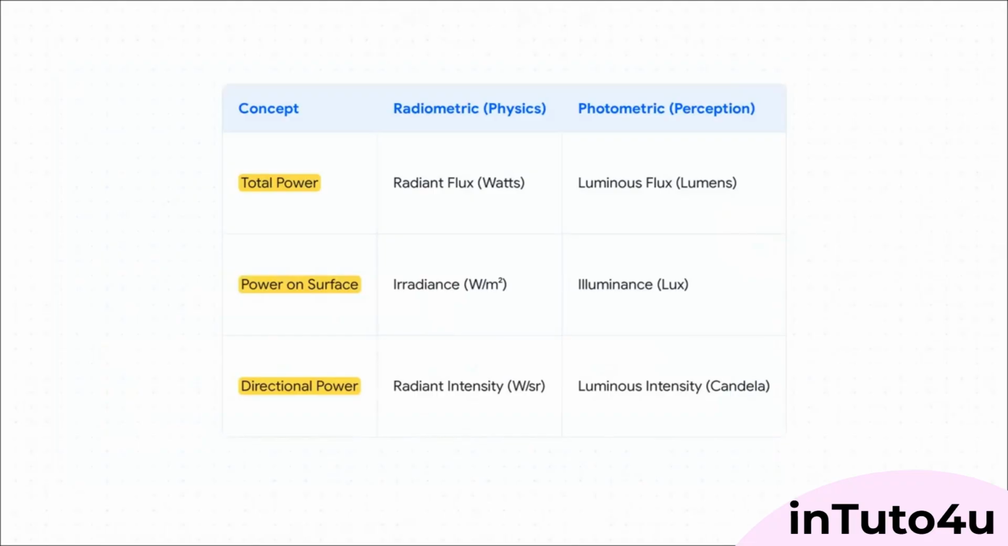And you can see here how the two systems line up perfectly. It's like a parallel universe. Every single radiometric idea has a photometric twin. The raw power of radiant flux in watts becomes the perceived brightness of luminous flux in lumens. The raw energy hitting a surface, irradiance, becomes the perceived brightness on that surface, illuminance. It's the same basic idea, just seen through two very different lenses.